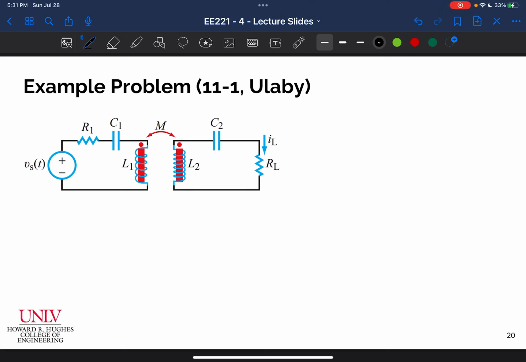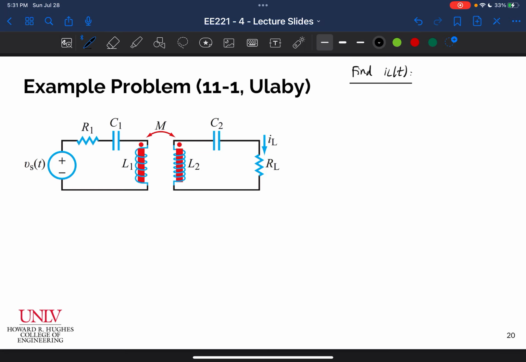All right, so here we're going to solve a real similar problem to the last one, but this is from the ULB textbook, not the SATIQ textbook. So it looks a little bit different, but basically what they ask us to determine is IL of t in this circuit.